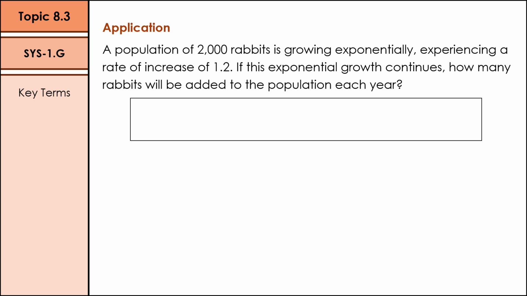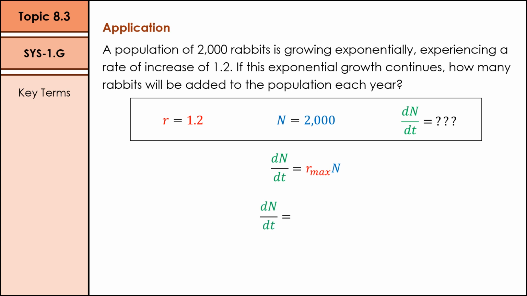Okay, you feel confident in your answer? Let's break this problem down and see if you got it right. So we have an intrinsic rate of increase of 1.2. That is our r. And we have an initial population of 2,000 rabbits. And we are looking for our growth rate, that change in population over a change in time. So we're going to pull out that exponential growth equation. And just like you may be familiar from an algebra class, we are going to plug in the values that we have. We are plugging and chugging.